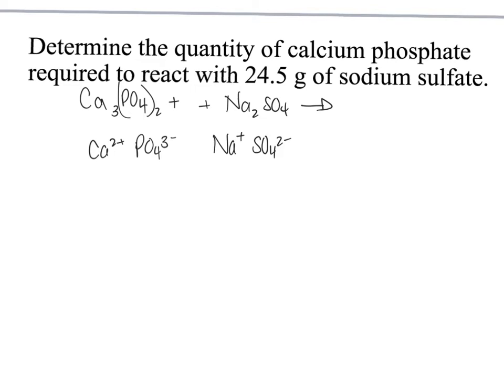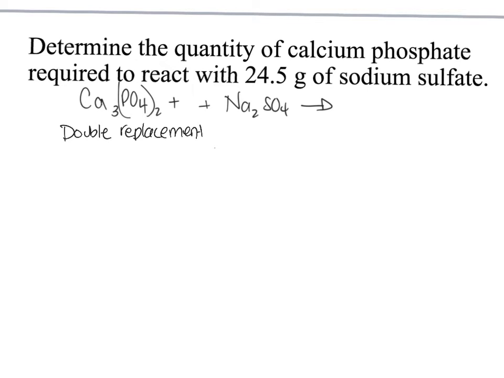Okay, these are 2 compounds reacting with each other. So this is called a double replacement reaction, because what you really have is almost like 2 dance partners, and they're going to switch partners now. So calcium's going to go with sulfate.